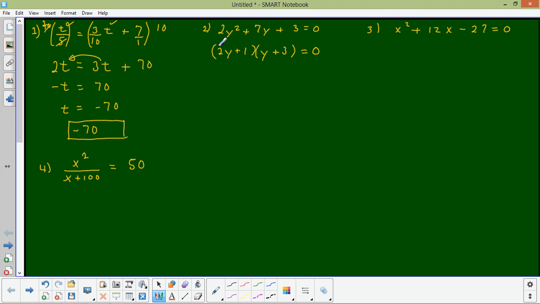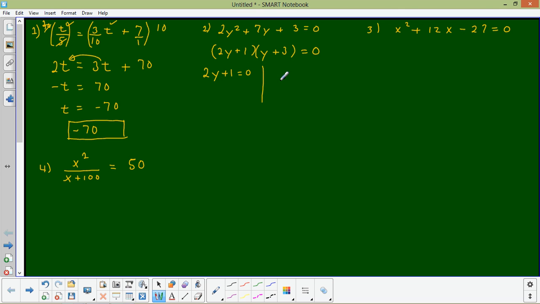And hopefully you can see where the 7 comes from. The outer pair gives me a 6y. The inner pair gives me a 1y. And so we have it factored. Now from here, the concept, of course, is A times B is 0. All right? So if A times B is 0, then one of those terms has got to equal 0.